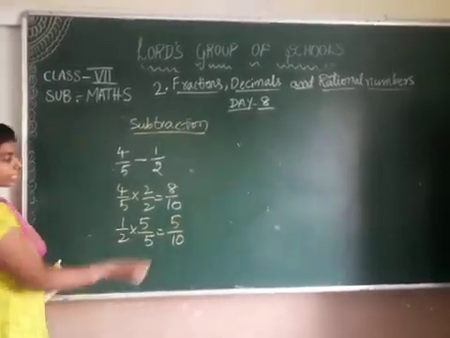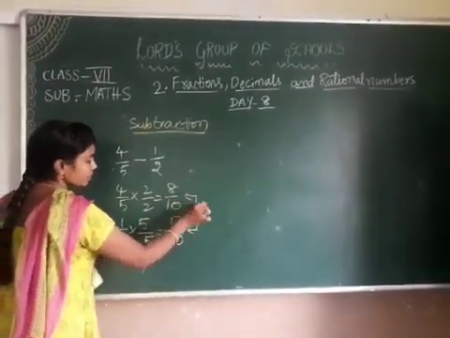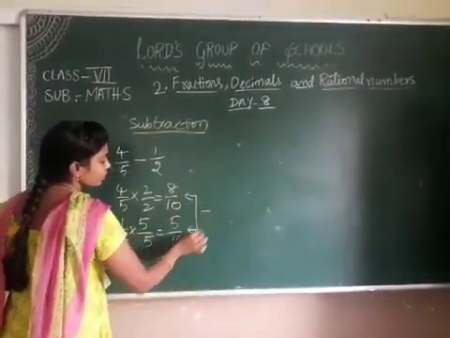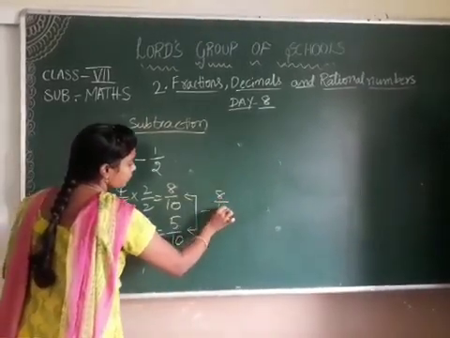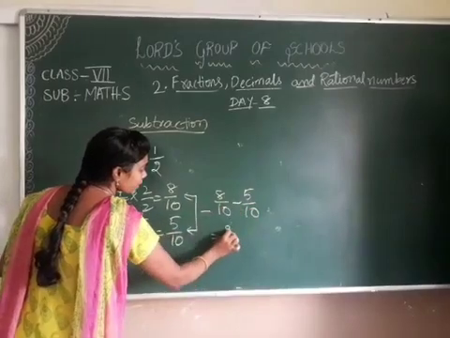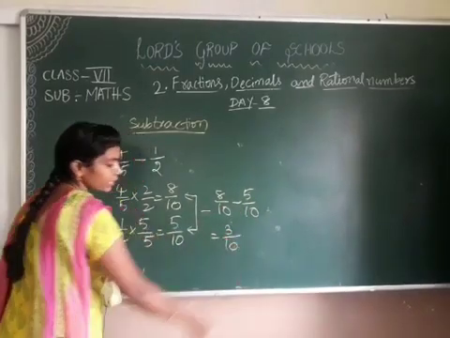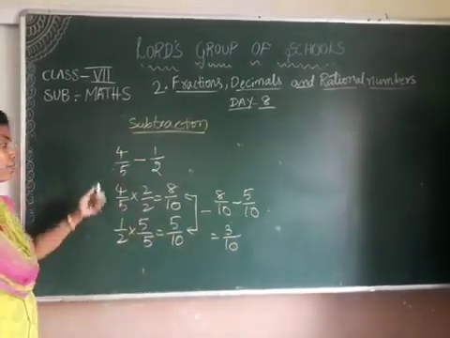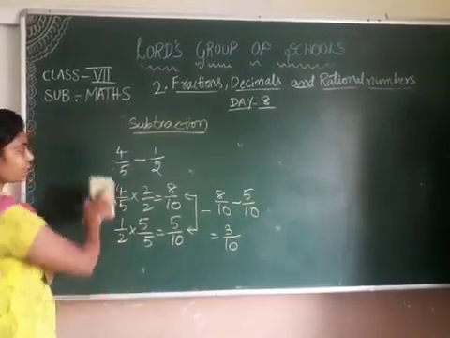So we have converted. Now subtract both: 8 by 10 minus 5 by 10. 8 minus 5 is 3, common denominator is 10. In this way we should do subtraction of unlike fractions.